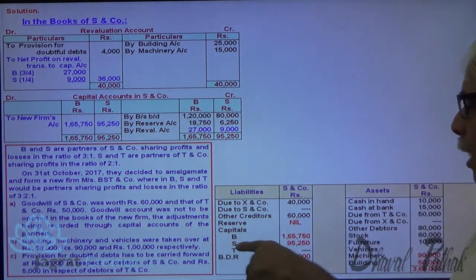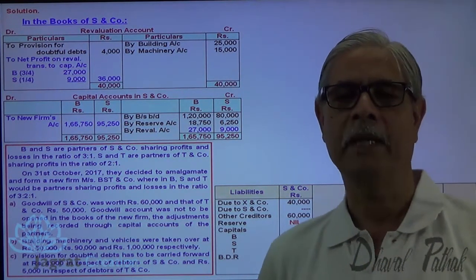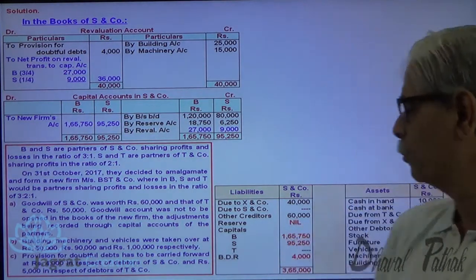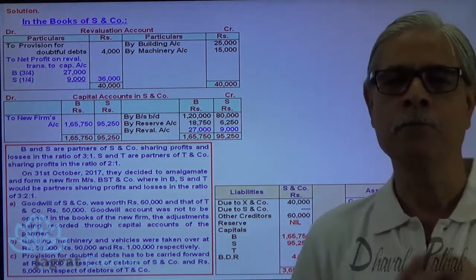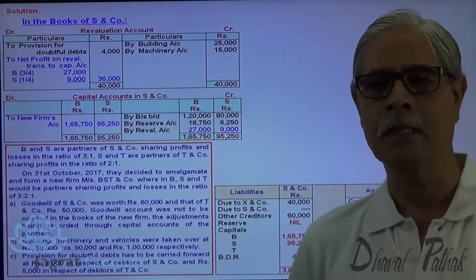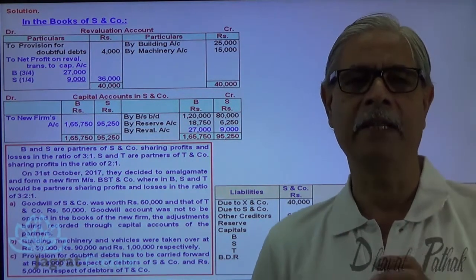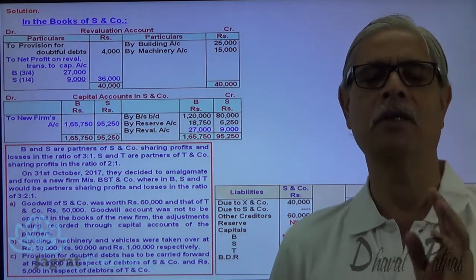So here, capital of S and T account debit to new company account credit. So all these assets, liabilities and capital are transferred to the new firm. So all these accounts get closed. This is how the ledger accounts and journal entries in the books of the vendor could be recorded. I am explaining these things to you, though not asked in the question.